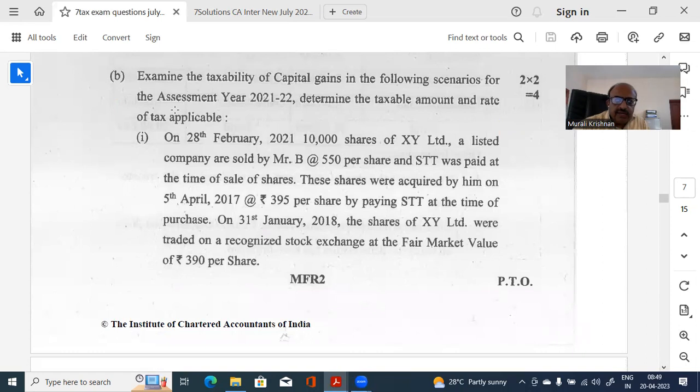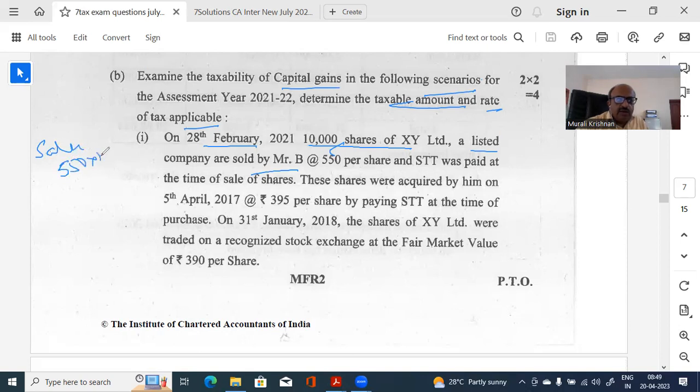Examine the taxability under capital gains in the following scenario and determine the tax amount and the rate of tax applicable. They are only asking the rate of tax. On 20th February, 10,000 shares of XY, a listed company, were sold by Mr. B. He sold how much? 10,000 shares. At what price? This one. So your sale consideration is very clear.